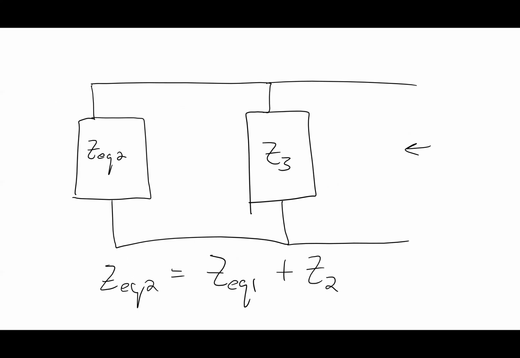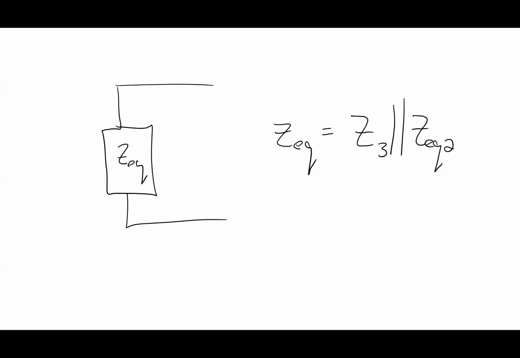Then these two are in parallel, right? Why are they in parallel? Because they share the same voltage. Yes, that is the way to say it, right? So Z3 in parallel with that ZEQ2.